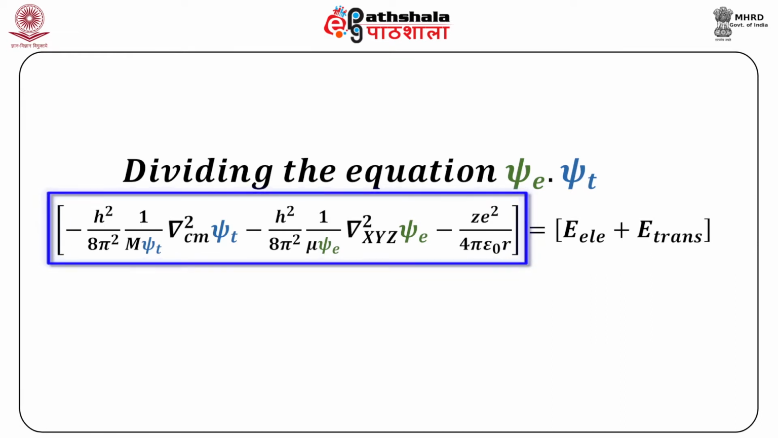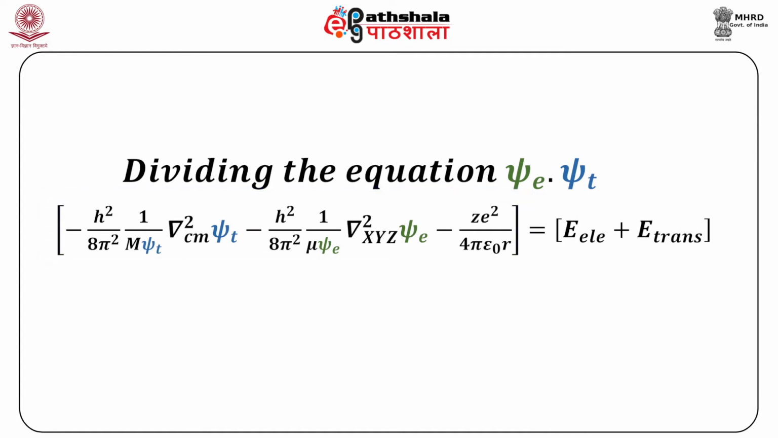minus h square upon 8 pi square mu. Mu is the reduced mass. Then we have psi e, which is the electronic wave function, and del E square. That means del E square would be in terms of x, y, z coordinates, which are the coordinates of the electron relative to the nucleus, psi E, minus Z e square upon 4 pi epsilon 0 r, which is the potential energy term. And the right hand side is E electronic plus E translational.